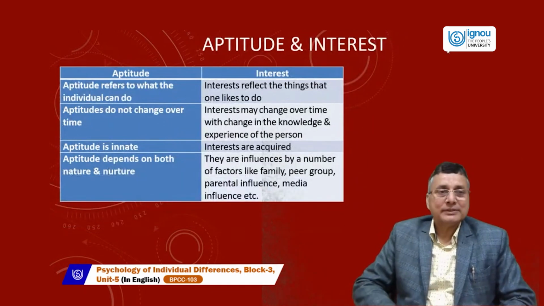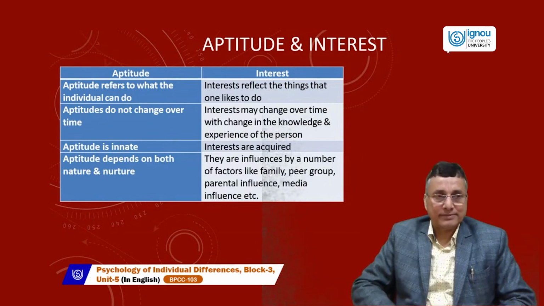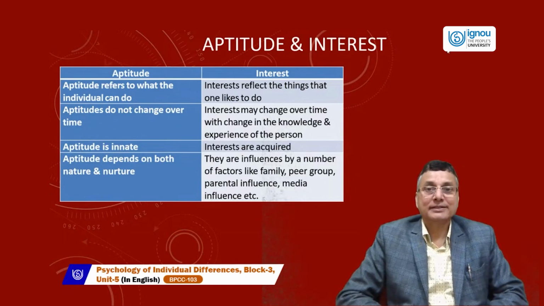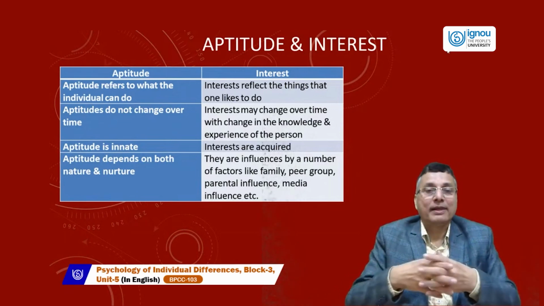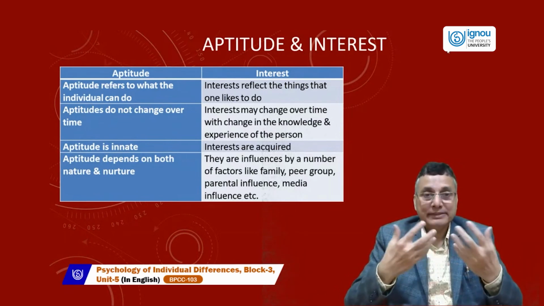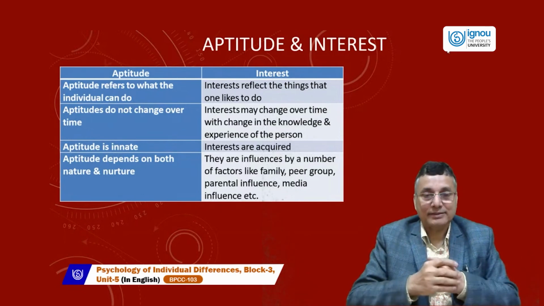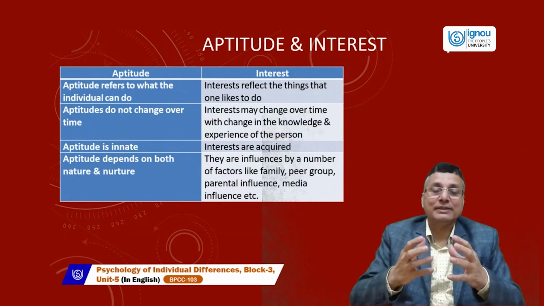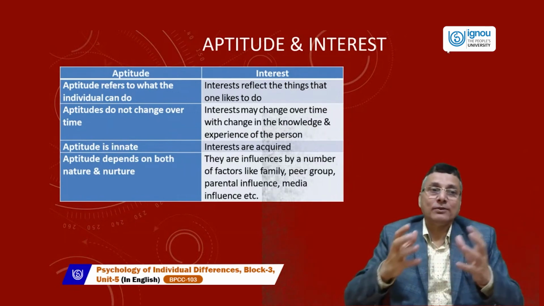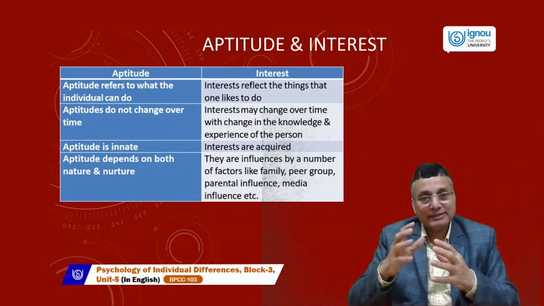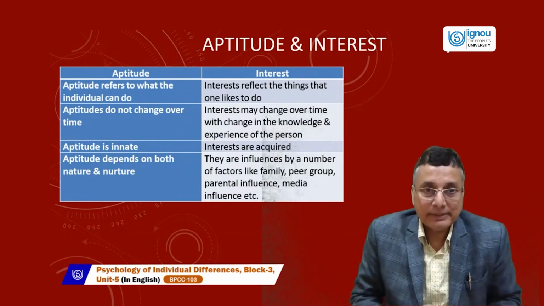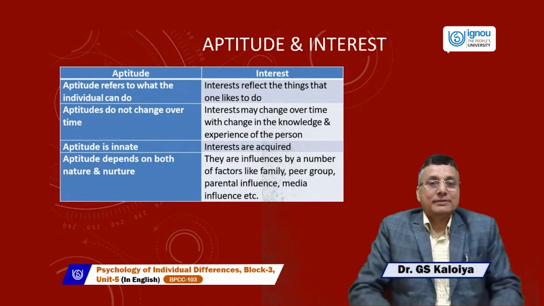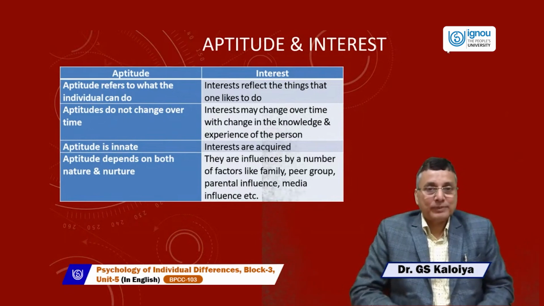So now let us see what the difference is between aptitude and interest. So aptitude refers to what the individual can do, whereas interest reflects the things that one likes to do. I want to become a doctor, I want to become an engineer, I want to become an artist. So these are the interests. I want to become a cricket player. These are the interests. But the child may or may not have such aptitude. So if the child has an interest in becoming a cricketer but does not have the aptitude, it will be a difficulty for the child to become a cricketer.